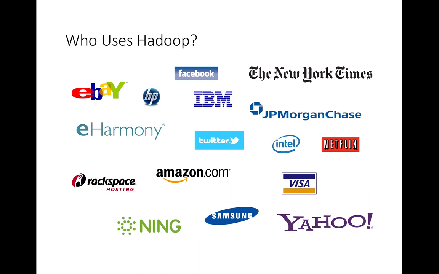So who is using Hadoop? A bunch of companies are using Hadoop. For example, eBay, Facebook, IBM, JP Morgan Chase, Twitter, Intel, Visa, Yahoo, Samsung, Amazon. A bunch of companies use Hadoop. So if you are very good in this course, I think you can find a job in these famous companies.